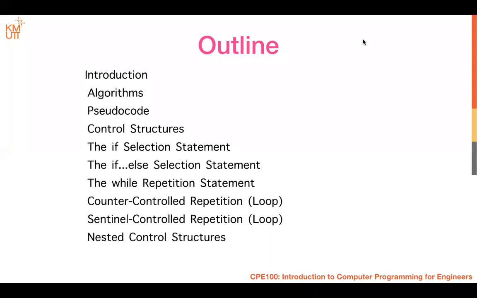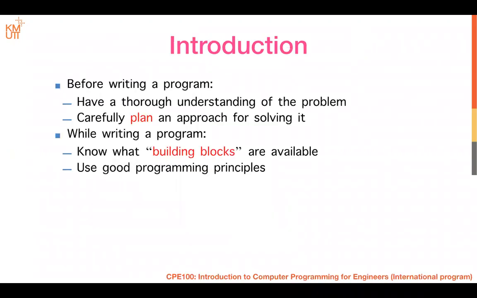And then the last part, we will talk about loops, right? There are two kinds of loops: counter-controlled repetition and sentinel-controlled repetition. And the last one, we are going to talk about nested control structures as well. So, okay, let me introduce the program, right?